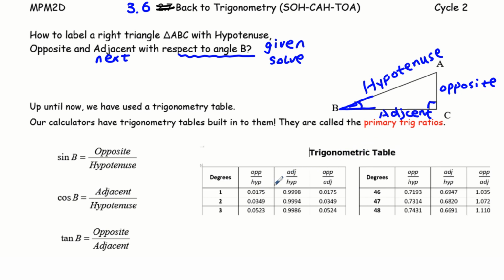before, we used the trigonometric table to solve for the unknown sides and unknown angles. We have three columns after the degrees. And now on your calculator, there is a trig table built in. These three trig ratios, sine, cosine, and tangent, we call them primary trig ratios. They correspond to the columns we used in the trig table.